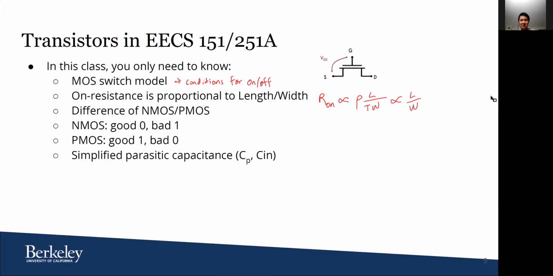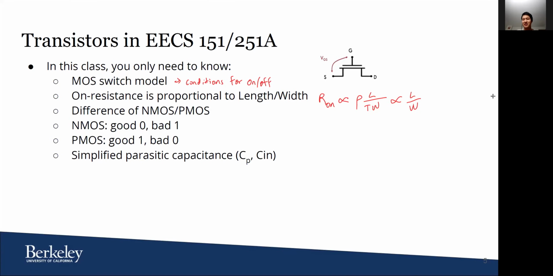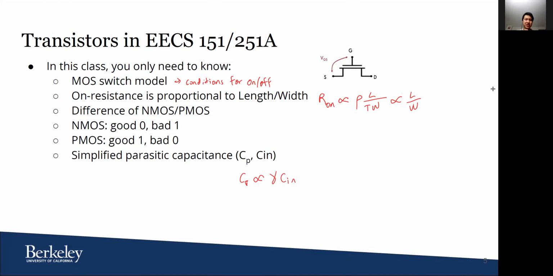The difference between NMOS and PMOS, as we already discussed, is just the flipping of the voltages that you see on the gate, source, and drain. Knowing that NMOSs pass good zeros and PMOSs pass good ones, and then the simplified parasitic capacitance model that we just discussed before. Basically, in the lecture slides, you'll see some equations, but for the most part, you just want to know that the parasitic capacitance is going to be proportional to some constant times the input capacitance that you see going to the transistor. So that's pretty much it for transistors.